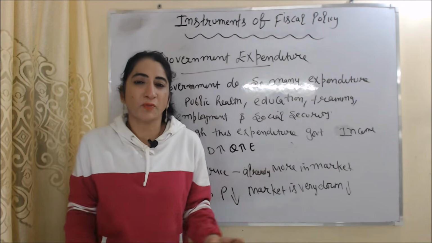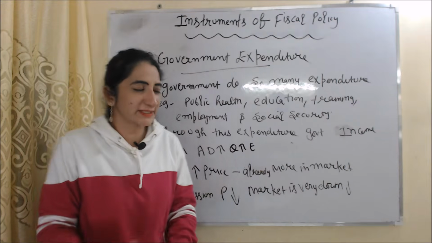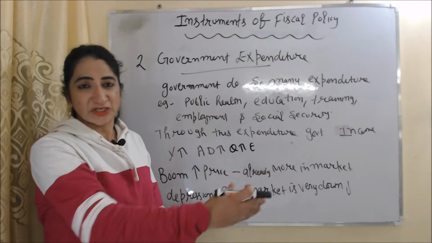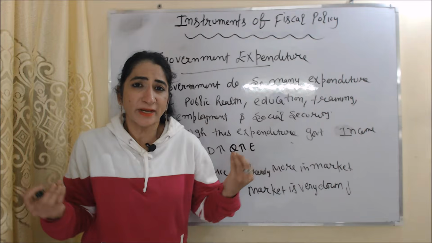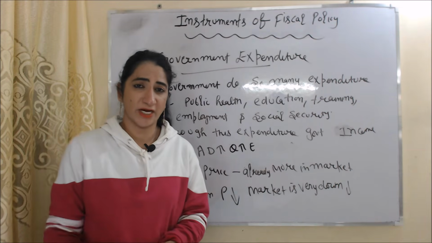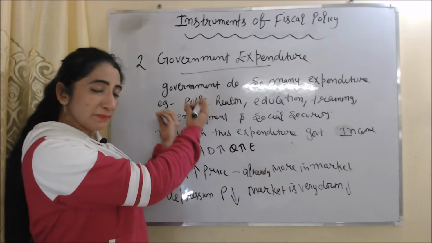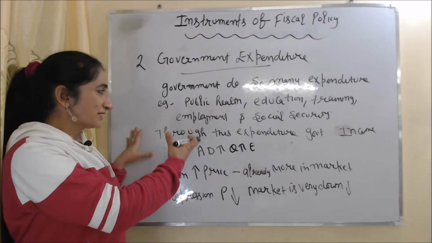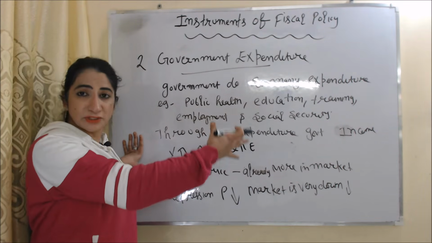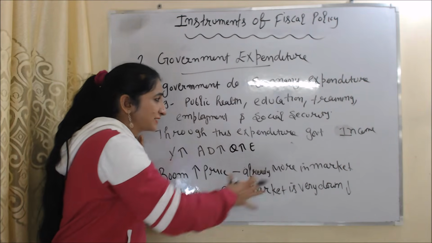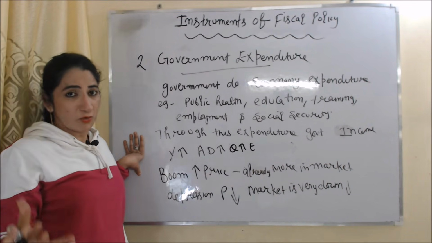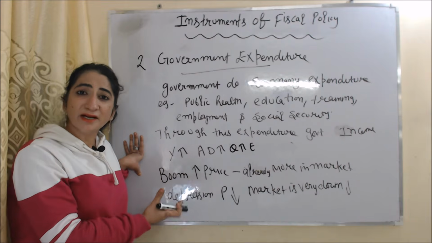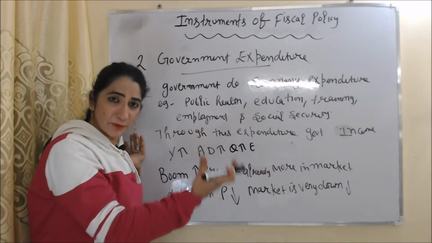Now we are going to talk about the next instrument of fiscal policy. It is called government expenditure. As we know, government does so many expenditures for the welfare of society. For example, expenditure on public health, education, training, employment, social security. Through this expenditure, government generates income in the economy. When income increases, aggregate demand increases, output increases and employment increases.